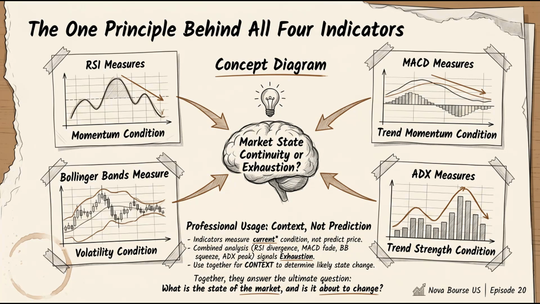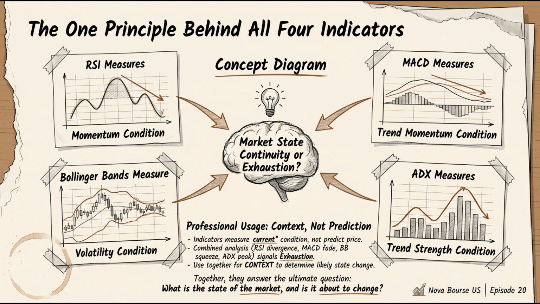The one principle that ties all these techniques together is that indicators do not predict price. They measure market conditions. The RSI measures momentum. The MACD measures trend momentum. Bollinger Bands measure volatility, and the ADX measures trend strength. The professional uses these to answer a single question: is the current state likely to continue, or is it exhausted? When all four indicators suggest exhaustion, RSI divergence, MACD histogram fading, Bollinger Band squeezing, and ADX peaking, the probability of a regime change becomes very high.